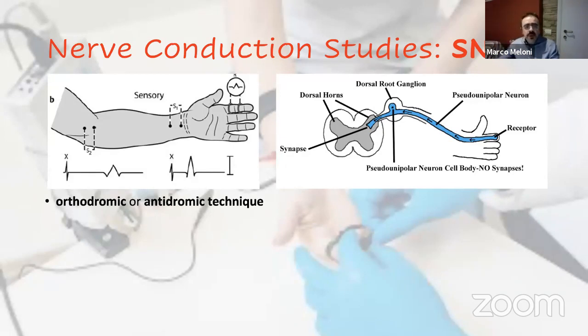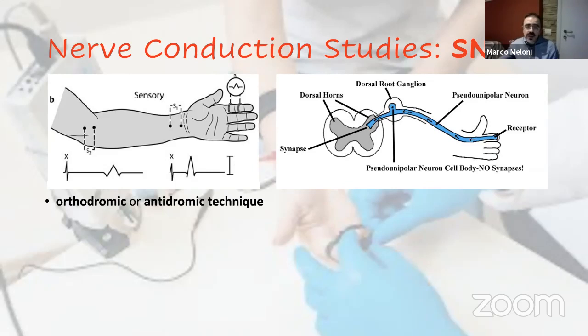We can perform these sensitive nerve conduction studies by orthodromic or antidromic technique. Orthodromic means that we give the stimulus to the distal nerve, and then we examine with receptor electrodes in the proximal aspect, so we follow the normal action potential of the sensitive nerve. Or we can use the antidromic technique, because when we stimulate a sensitive nerve, the potential goes both proximal and distal, so we are able to examine also by antidromic technique.